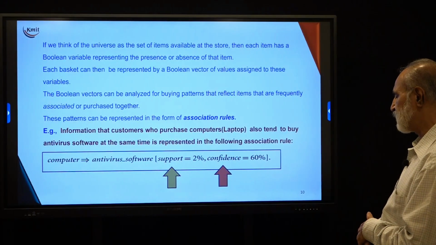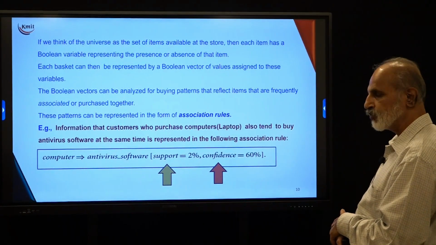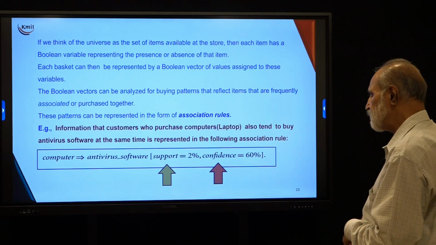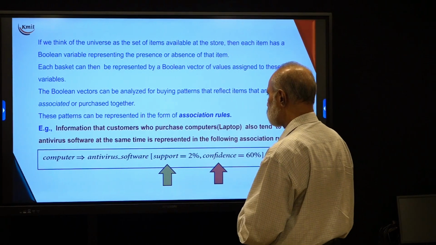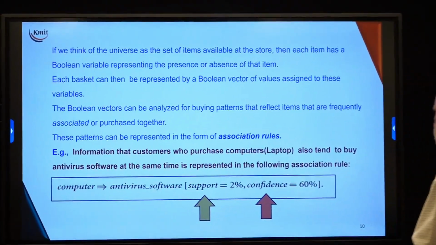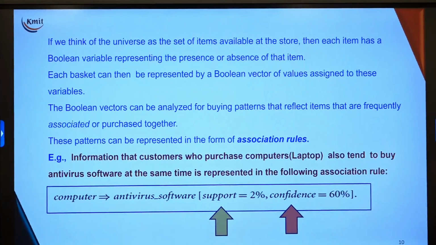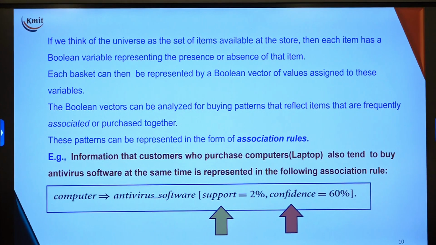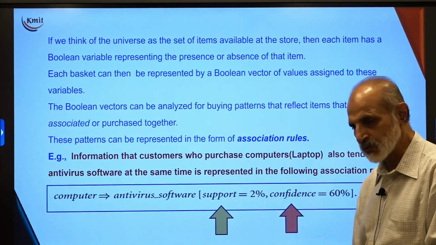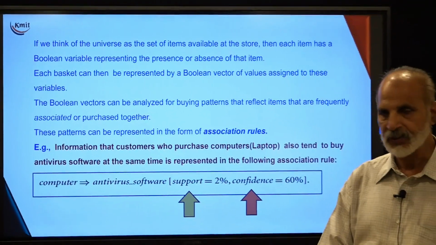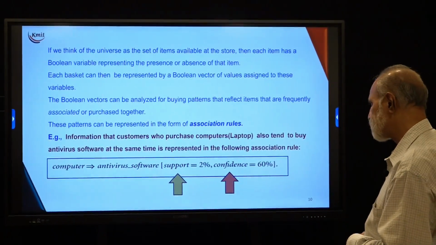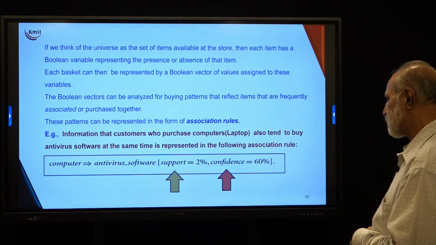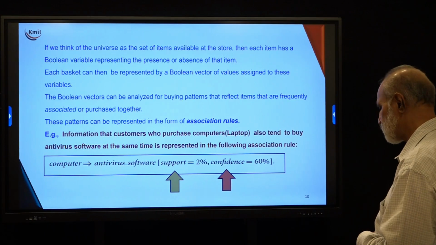Now, let us make an association rule with two variables called support and confidence. Let us take an example. The information that customers who purchase a computer or a laptop also tend to buy antivirus software at the same time is represented in the following form of an association rule. I can write a simple equation: computer implies antivirus software, support equal to 2%, confidence equal to 60%.